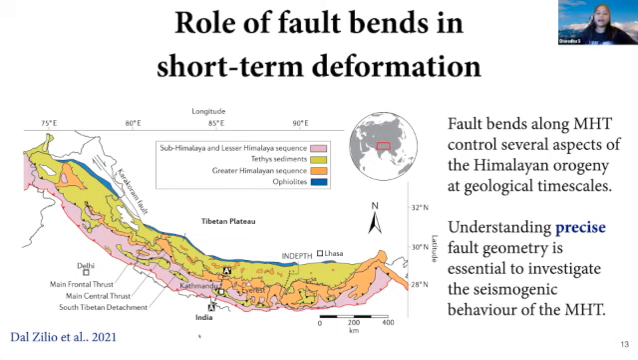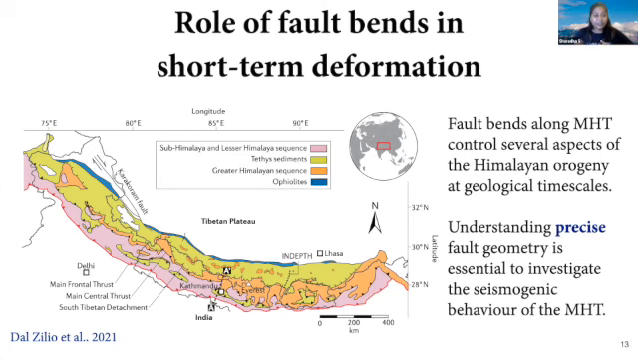These belts are bounded by a forward-propagating sequence of thrust faults, namely the Main Central Thrust fault, then the Main Boundary Thrust fault, and then the Main Frontal Thrust fault, MFT. This MFT is the southernmost and youngest fault in the set. And all of these splay faults merge at depth with the Main Himalayan Thrust fault, the MHT, that accommodates most of the crustal shortening and intense deformation in this region.